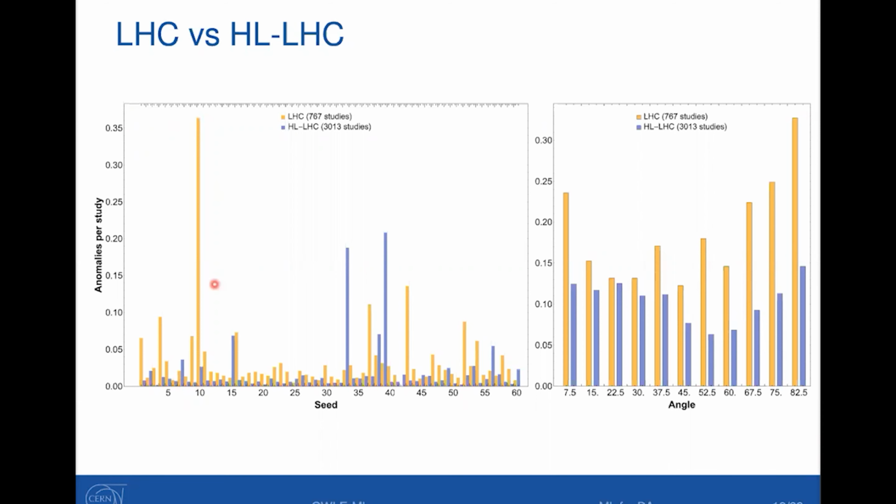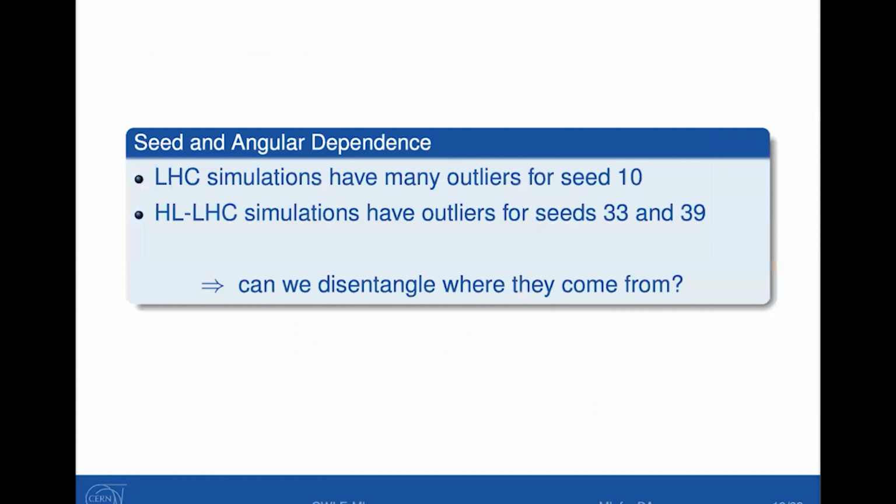While for the high luminosity case, this is completely not the case. There it is a very small amount. On the other hand, for the high luminosity upgrade, we see that we have 2 bad seeds at 33 and 39, which are, again, not present for LHC. So indeed, we have some dependence on the seeds, which depends on the configuration. That is interesting, but can we disentangle further to see where it comes from? So seed 10 for the LHC, 33 and 39 for the high luminosity upgrade.